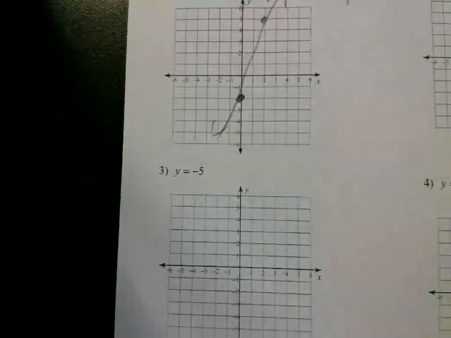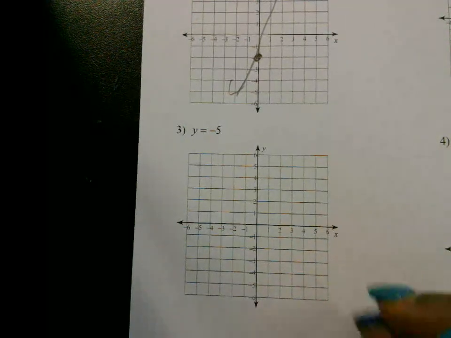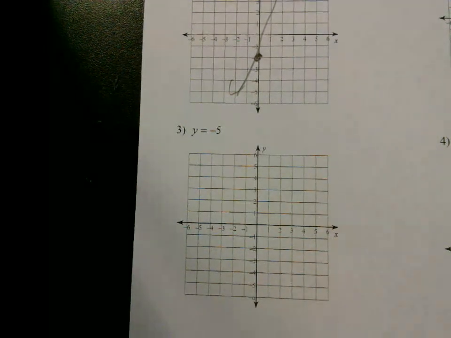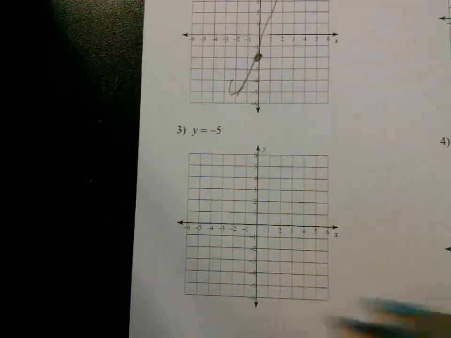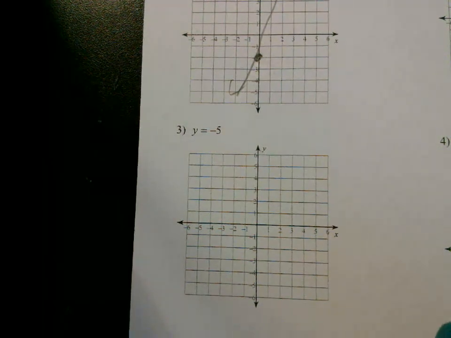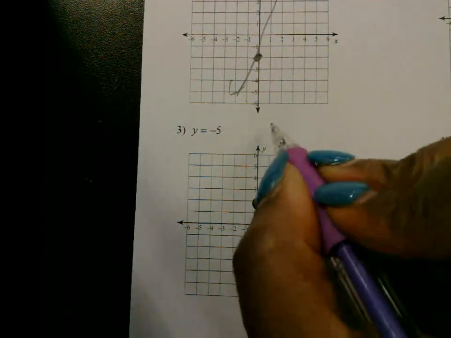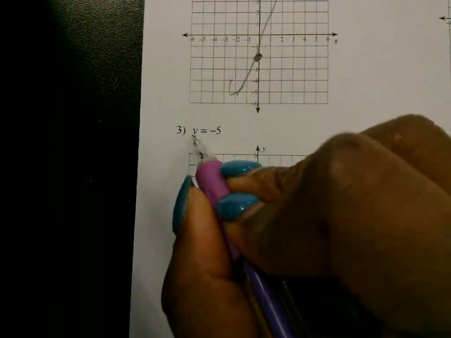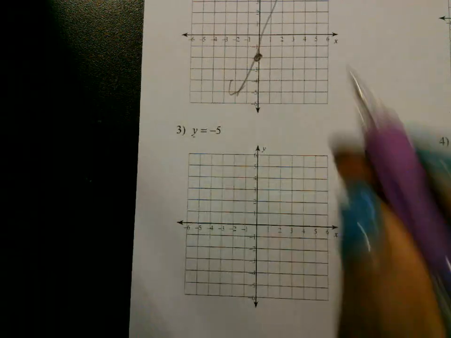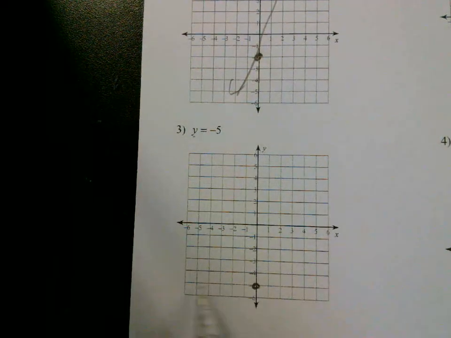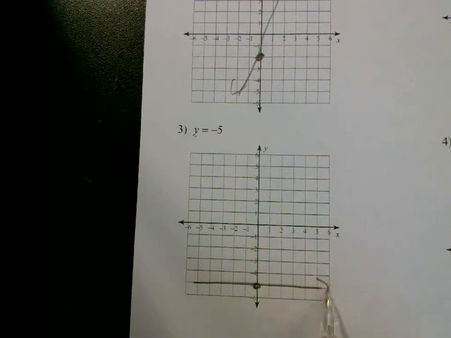All right, let's do this one. Anybody remember? If we have y is equal to a single number, what kind of line are we going to create? Tegan? It's zero slope. Which axis is it going to go through? The y-axis. It's y is equal to a single number. It's going to go through -5 on the y-axis. This is going to have zero slope.